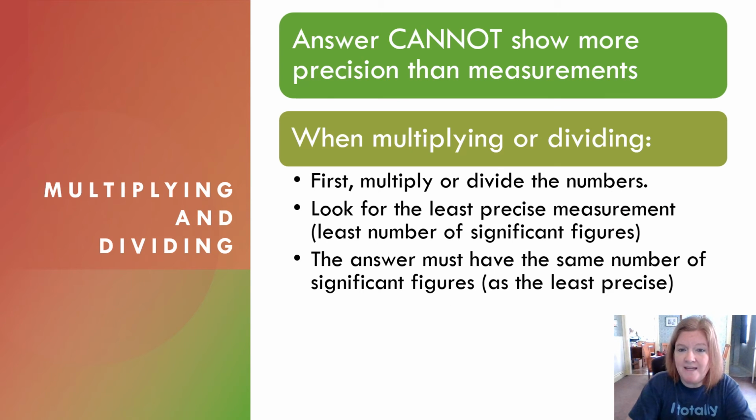Now when we multiply and divide, the answer cannot show more precision than the measurement still, but here's the rule. First you multiply or divide. Okay, well that's convenient. The rule is still just do the math first. Then you look for the least precise measurement. So look for the least number of significant figures. Decimal or not doesn't matter. The answer must have the same number of significant figures as that least precise one.